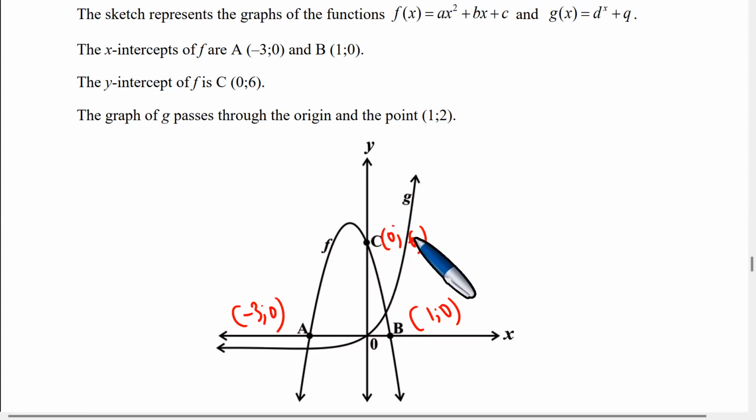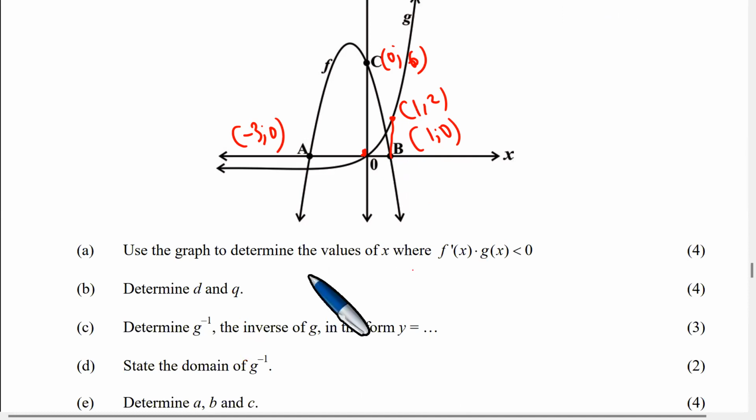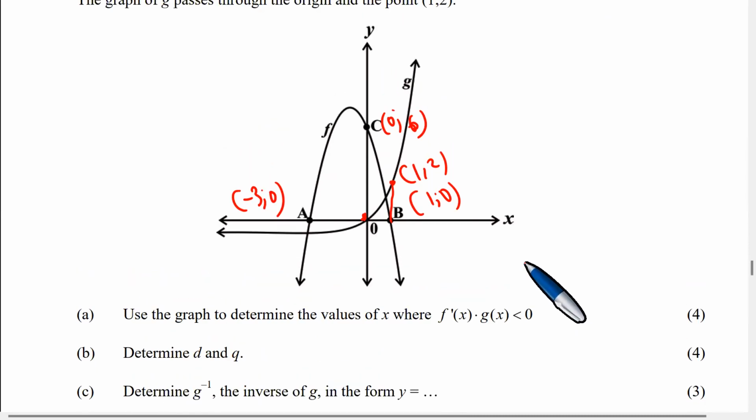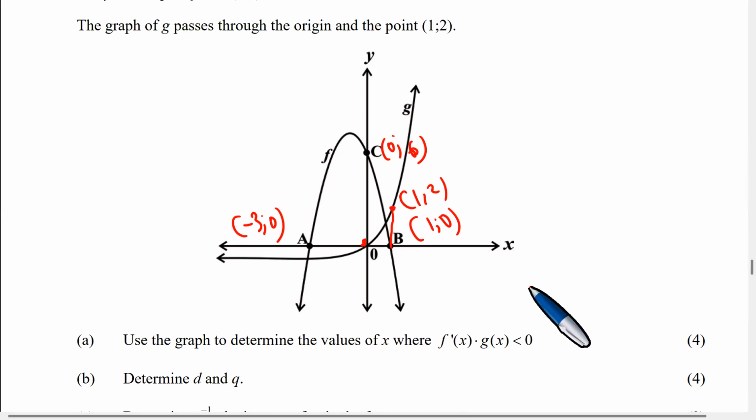The graph of g passes through the origin and also through the point 1, 2. So there's a point where x is 1 and y is 2. Just because x is 1 here, it means x is 1 there. Let's look at this. Use the graph to determine the values of x where the product of the derivatives of f and g is negative. How do we solve this problem here?